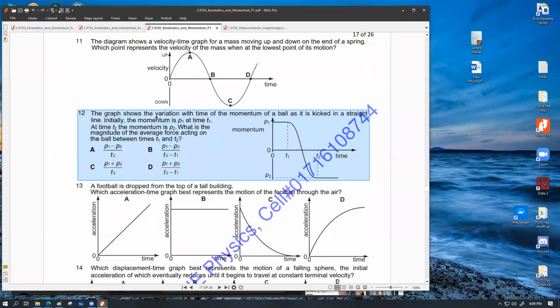Have a look. The graph shows the variation with time t for the momentum of a ball as it is kicked in a straight line. Initially, the momentum p is p1 at time t1. At time t2, the momentum is p2. What is the magnitude of the average force acting on the ball between times t1 and t2?